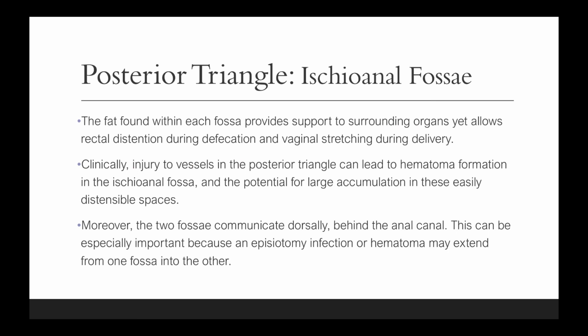So the fat found within each fossa provides support to the surrounding organs, yet it allows rectal distension during defecation and vaginal stretching during delivery. Clinically, injury to vessels in the posterior triangle can lead to hematoma formation in the ischioanal fossa and the potential for large accumulation in these easily distensible spaces.